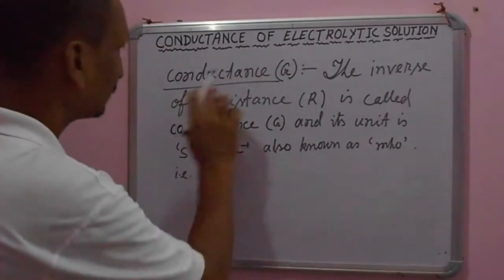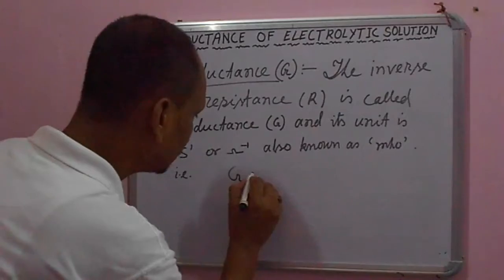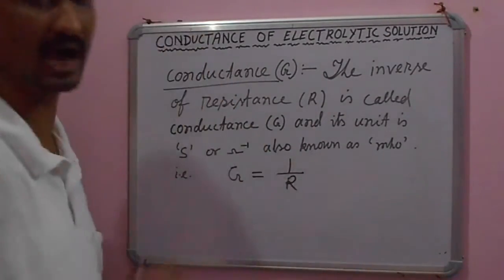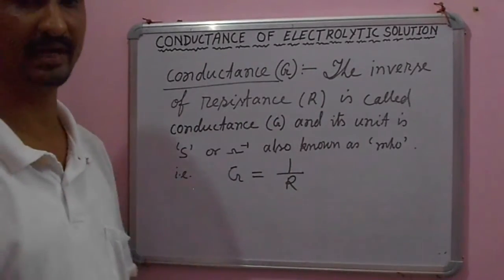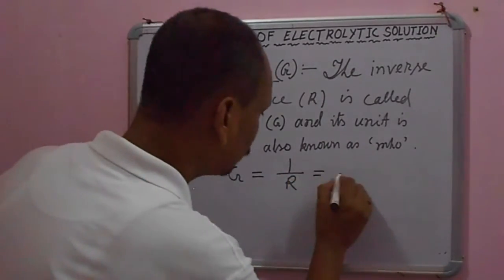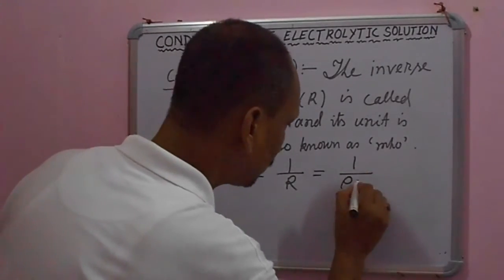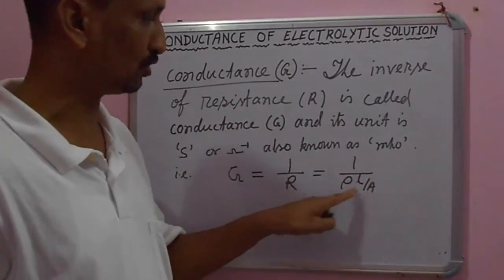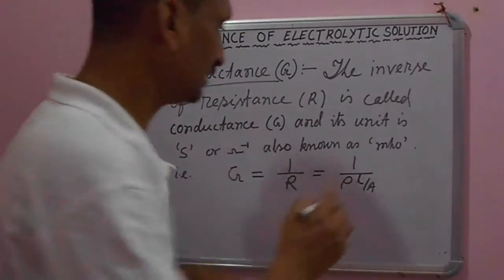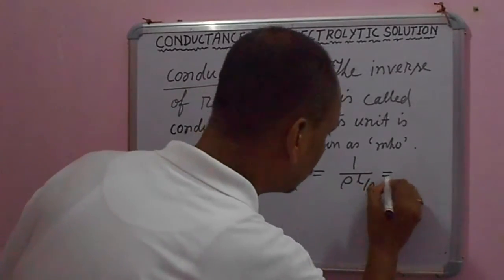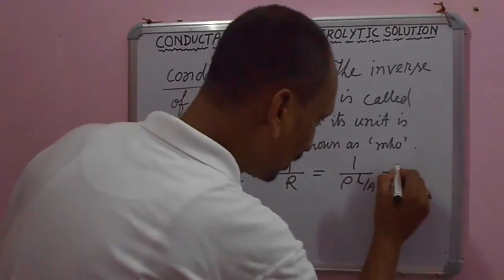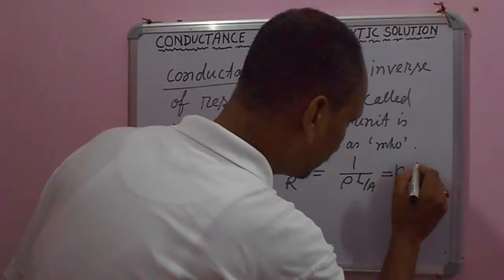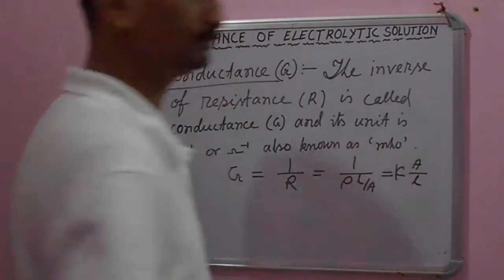That is, conductance G is the inverse of resistance. So G is equal to 1 by R, which will be equal to 1 by rho L by A, because we have already got that resistance R is equal to rho L by A. That means it will be equal to 1 by rho, we call it kappa, and L by A will be A by L.